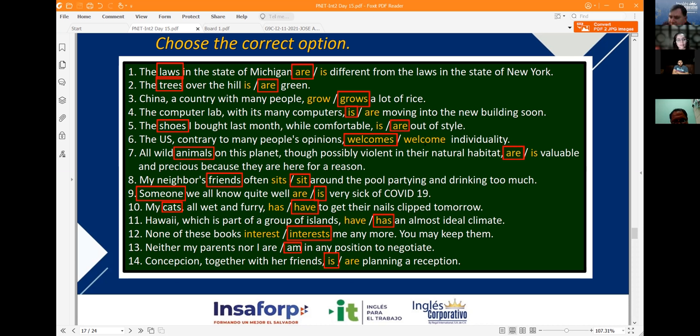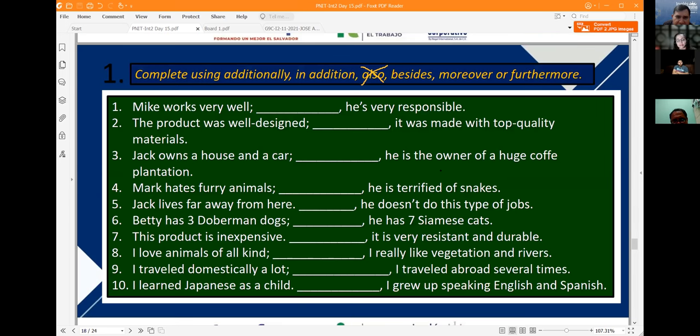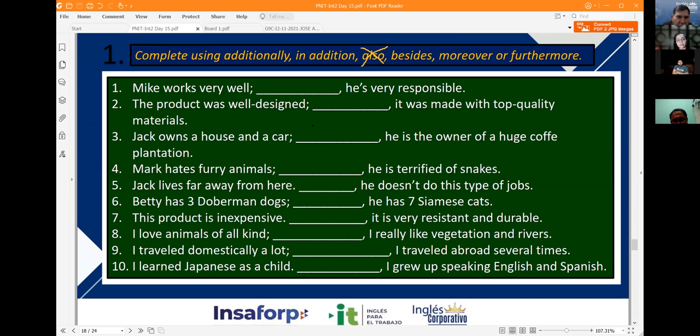Okay, these are the answers. Now, my dear ones, about this information, if you wrote additionally, in addition, besides, moreover, furthermore, you are okay, no problem with that. Also, only with also here, just to comment, in these sentences, you don't use also.